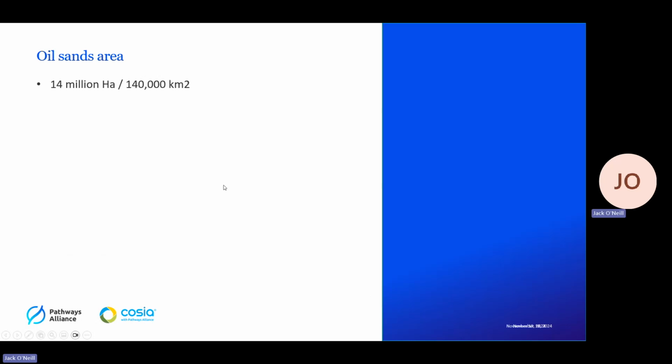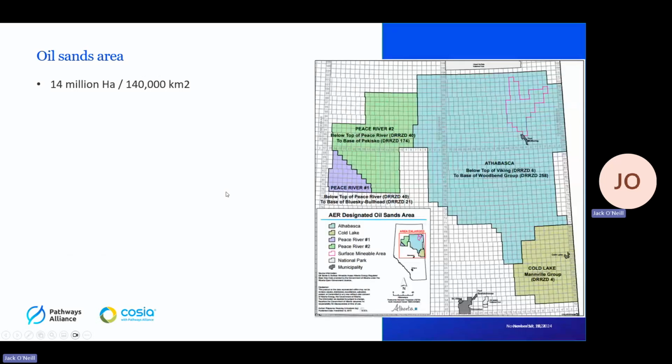A little bit about the oil sands area. Quite big, 14 million hectares, 140,000 kilometers squared. There's the oil sands area. Each one of these little squares is a township, about 10 kilometers by 10 kilometers for each one. Total 140,000 kilometers squared in the oil sands area. Kind of segmented into the Peace, Athabasca, Cold Lake, collectively known as the oil sands area.